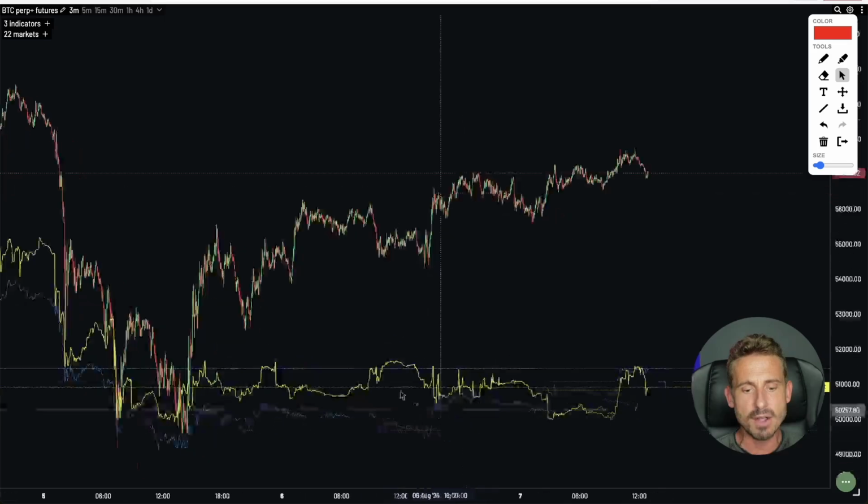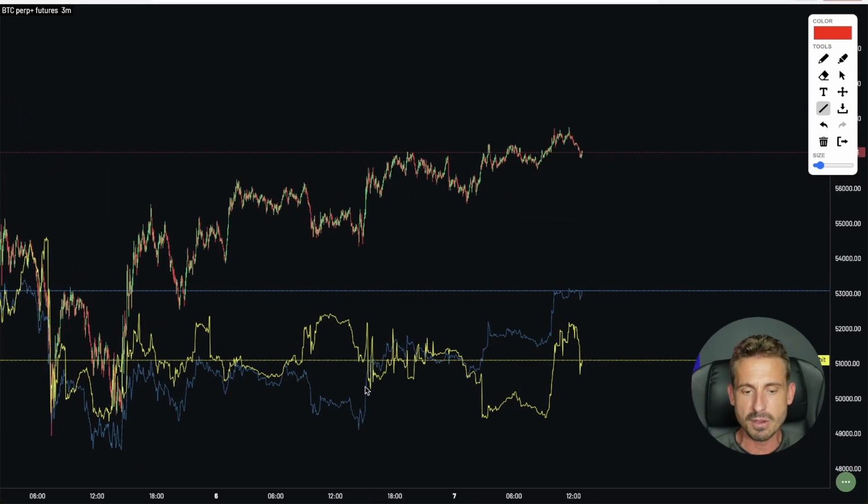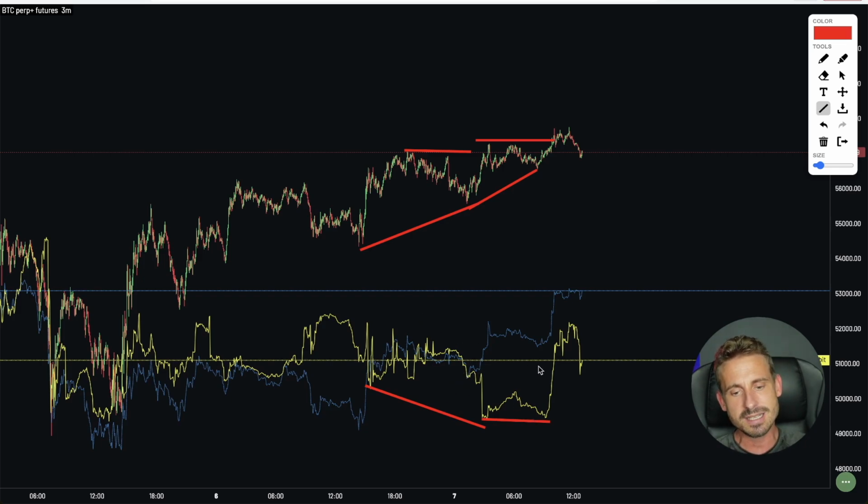You're getting retail shorting the market. You're forming those lower lows on the CVD, higher lows on the price action, taking the highs. You're forming higher lows on the price action, lower lows on the CVD, taking the highs. So you are consistently forming those bullish CVD divergences and just taking the highs and taking the highs.